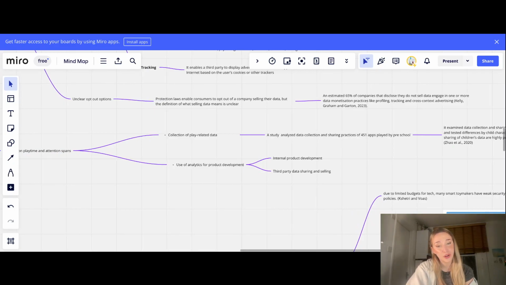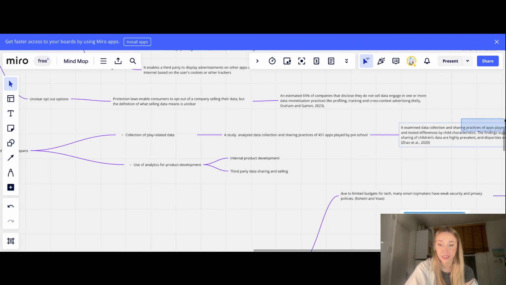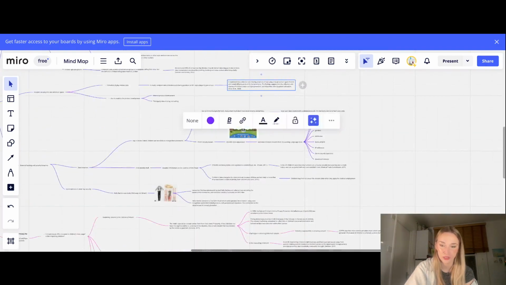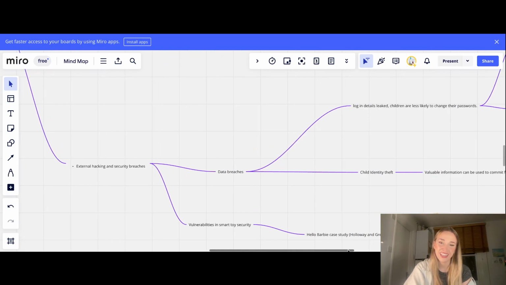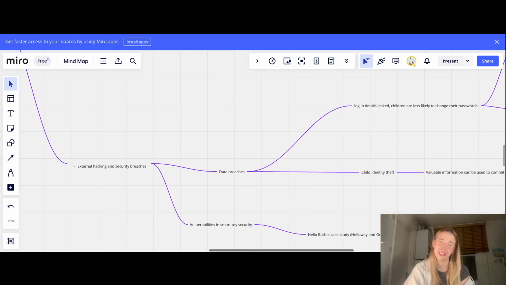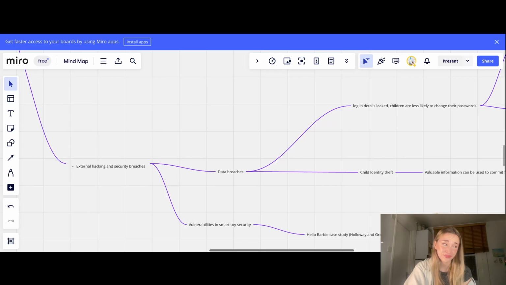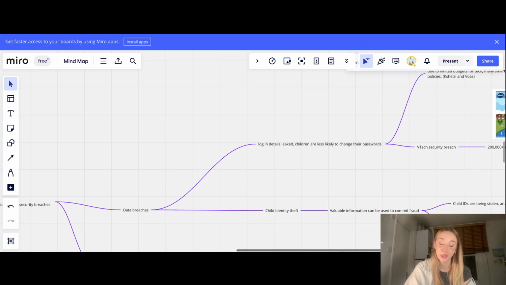The use of analytics for product development. Companies can develop internal products based on the analytics that they receive from the smart toys. And illegally, they can also share and sell that data, which is quite concerning in regards to children. Another issue in terms of beneficence: who is benefiting from smart toys? Unfortunately, smart toys are quite at risk of external hacking and security breaches, which is awful, and also jailbreaking. People can do that with smart toys too.